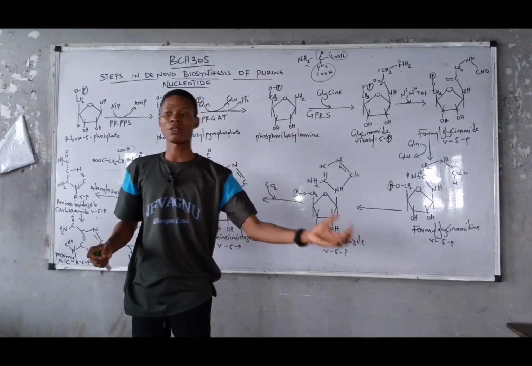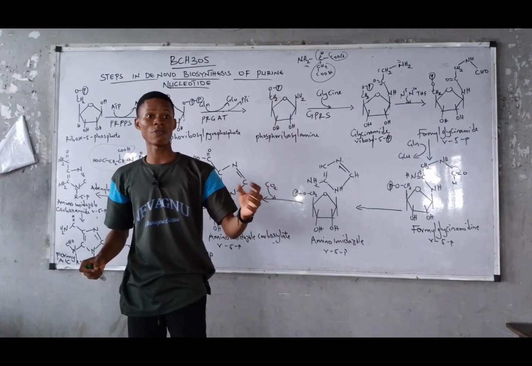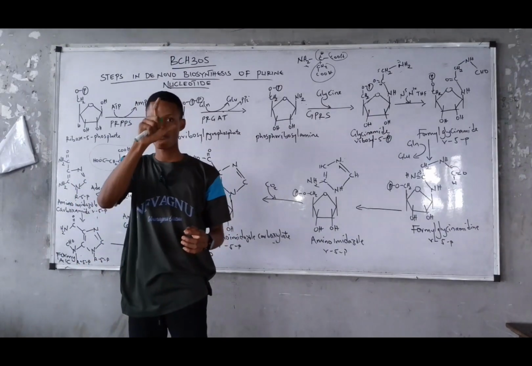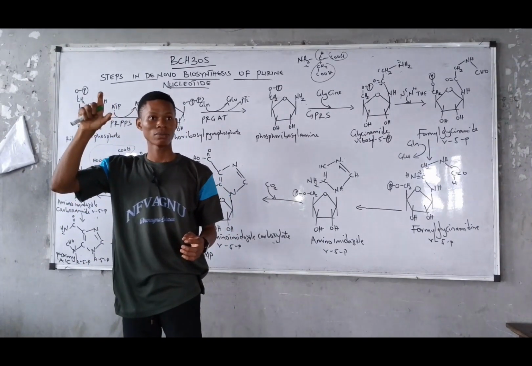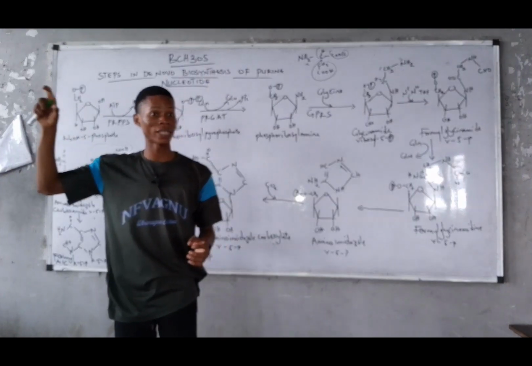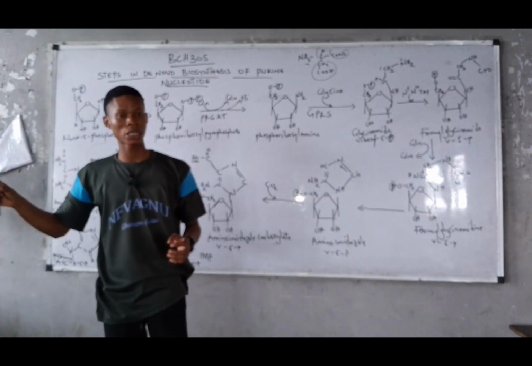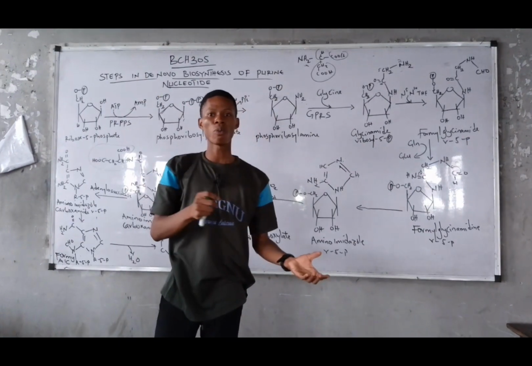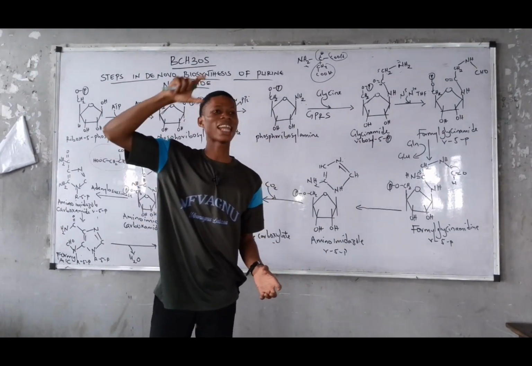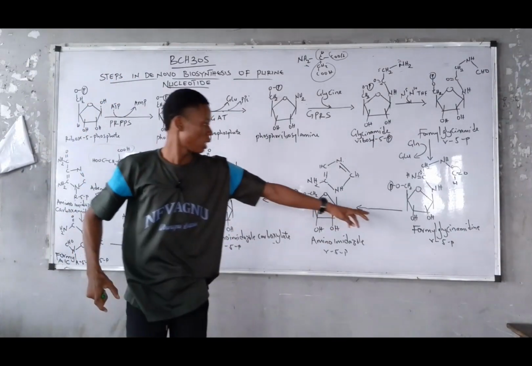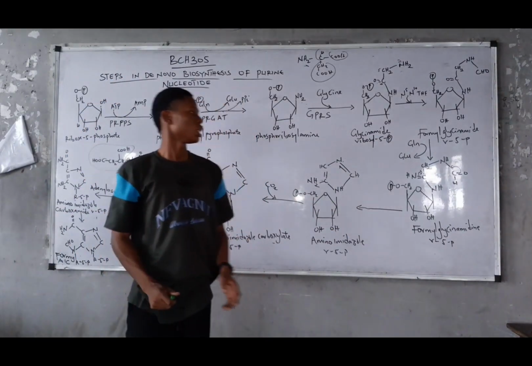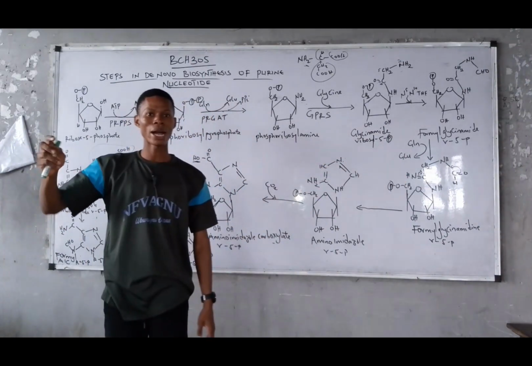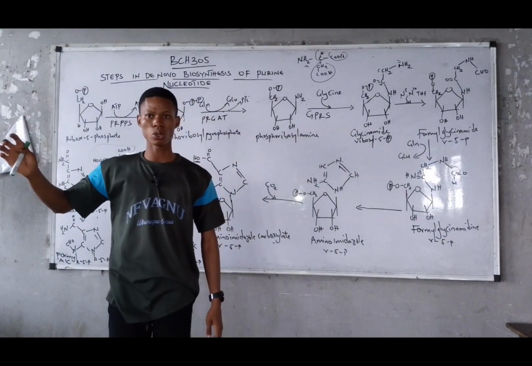Now, the next thing, N5, N10 tetrahydrofolate derivative comes in to form formyl glycinamide ribosylate 5-phosphate. Another glutamine comes in again to form formyl glycinamidine ribosylate 5-phosphate. Then the ring closes to form amino imidazole ribosylate 5-phosphate.